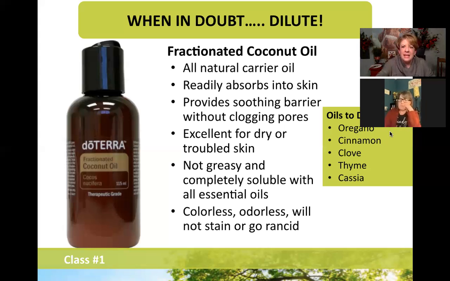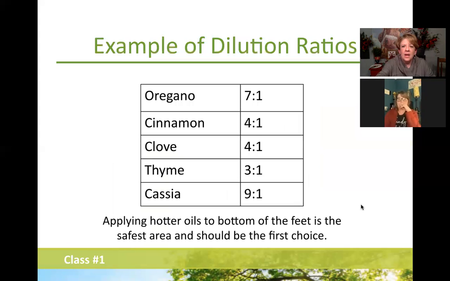Why do we want plant-based oils? This was another slide in the PowerPoint that I wasn't familiar with until I pulled it up this afternoon. This is just an example of dilution ratios. Basically, if you have 1 drop of oregano oil, you want 7 drops of your carrier oil. That just gives you an idea. You'll get to a point where you can eyeball it. And if in doubt, err on the side of too much carrier oil.